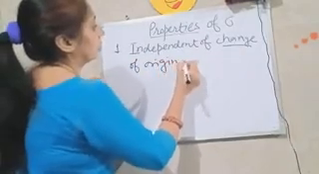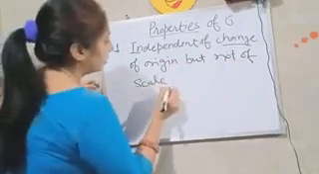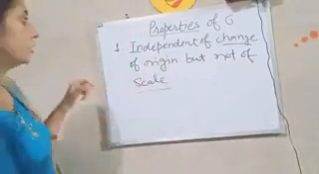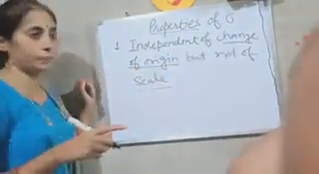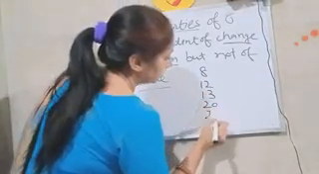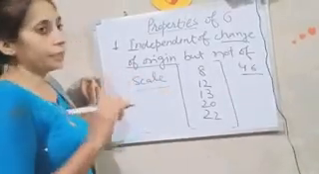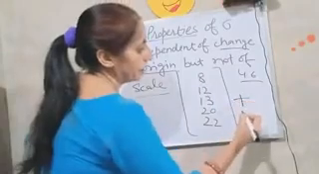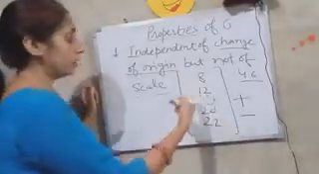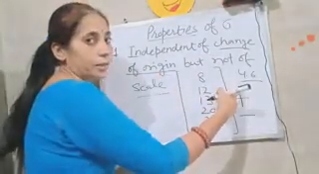origin but not of scale. Now we need to understand what we mean by change of origin and what we mean by change of scale. Suppose there is one data set and you calculated standard deviation for this data set, and suppose, let me assume that your answer is 4.6, your sigma is 4.6. So even if one constant gets added or subtracted to the original data, that is your change of origin, even then your answer will remain unaffected.